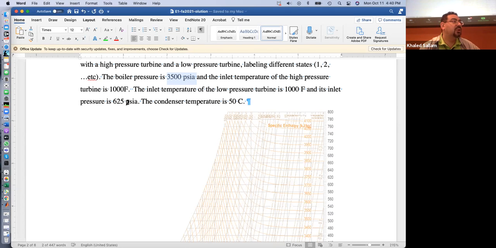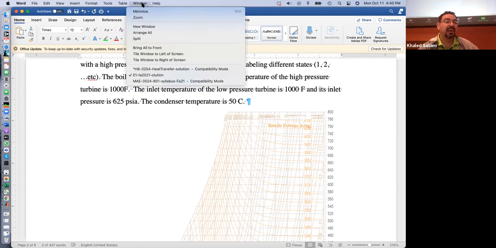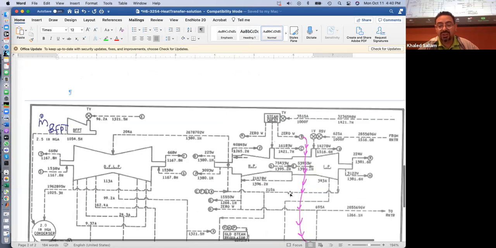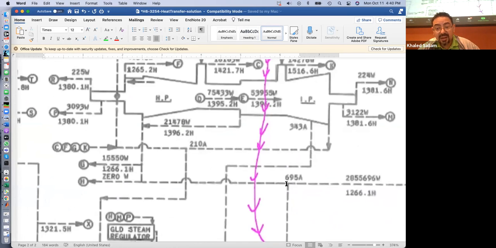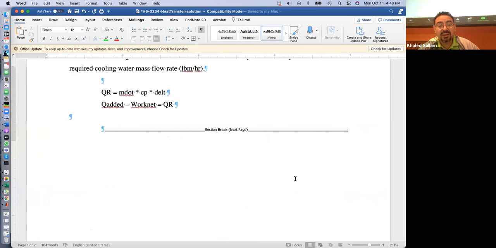What is that inlet pressure of the low pressure turbine? That is the reheat pressure. Again, ideally speaking, it is, but in real life, you can just check here and you would see that the pressure going into the reheat is how much? You see 695.